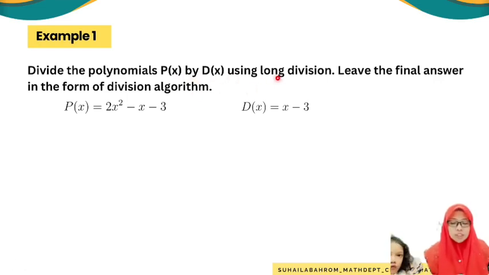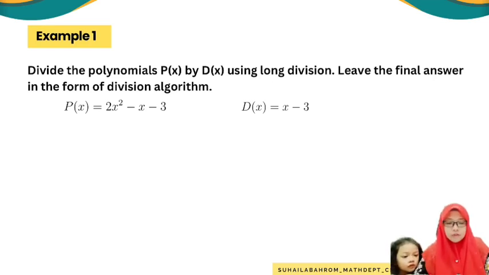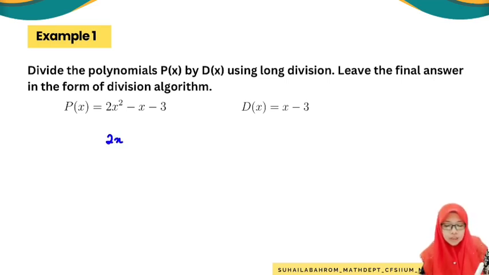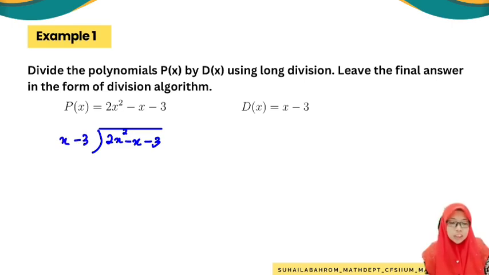So let's look at example 1. Divide the polynomial px by dx using long division. Give the final answer in the form of the division algorithm. So for this case, how can we apply the division algorithm in terms of long division? The first step, we have to write down px, 2x squared minus x minus 3, divided by our divisor given here, x minus 3.